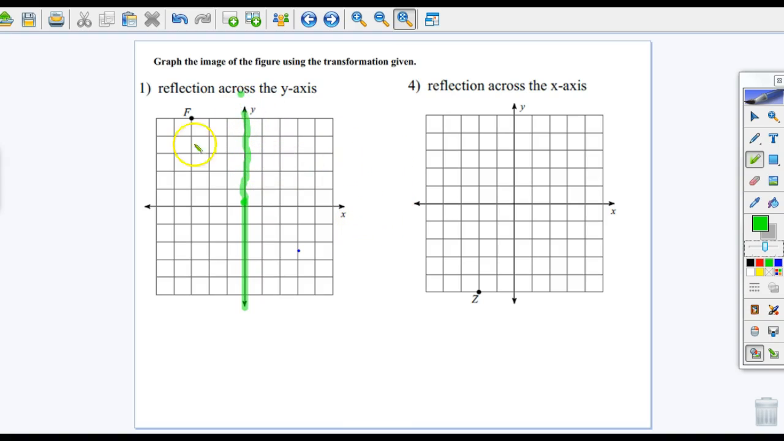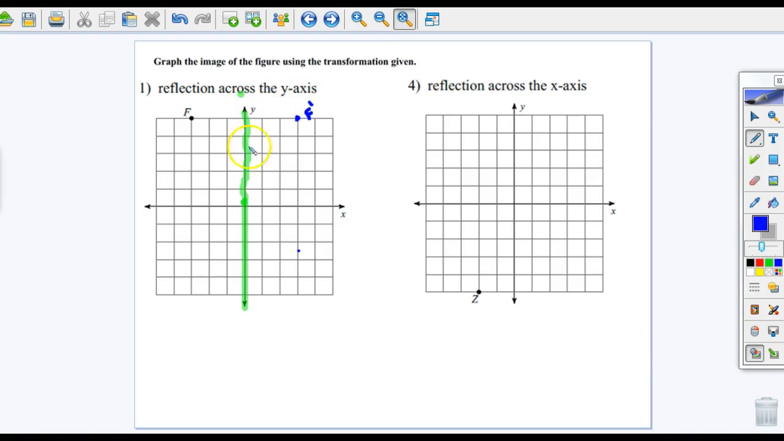And I'm looking for my point. And here's my point F. So what I want to do is count in the direction of that line of reflection. So I'm going to count 1, 2, 3. So it took me 3 moves to get here. So I'm going to keep counting in that same direction, that same number. 1, 2, 3. And this is going to give me my reflected image. So if I folded this graph in half on my line of reflection, they would be at the same spot. Okay?